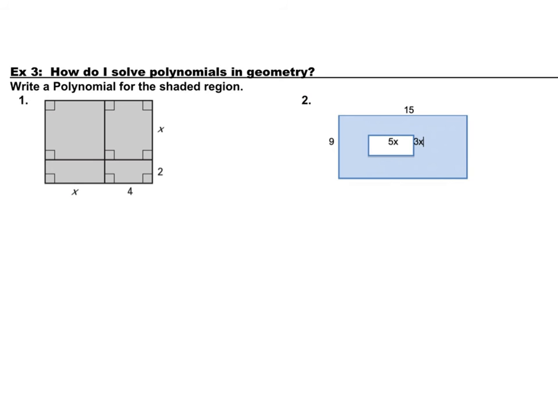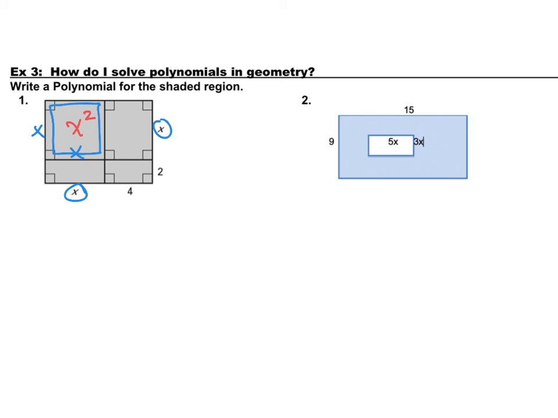All right, so how do I solve polynomials in geometry? So let's write a polynomial for the shaded region. And so we're looking for the area here. So let's take a look and let's look for this area right here. And notice how this side is an x and how the right here is an x. All right, so we're going to find the area for that shaded region right there. And x times x is going to give us an x squared. So we'll have x squared here.